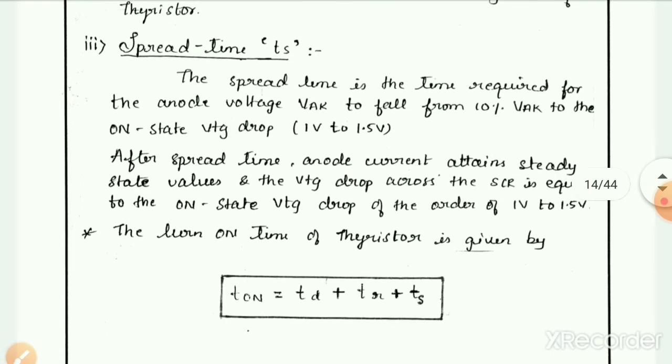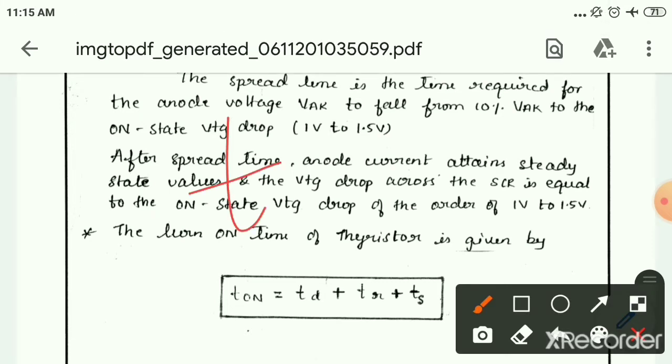Next is the spread time TS. Spread time TS is the time required for the anode voltage VAK to fall from 10% to the on state voltage drop. The on state voltage drop will be around 1.5 volts. So the time required for VAK to reduce from 10% to the standard on state voltage drop is called the spread time, indicated as TS. Delay time is indicated as TD, and rise time as TR.